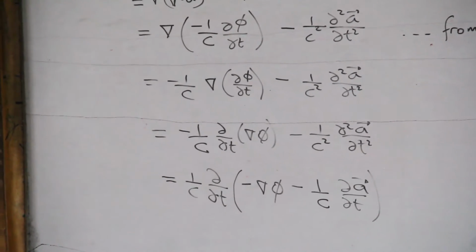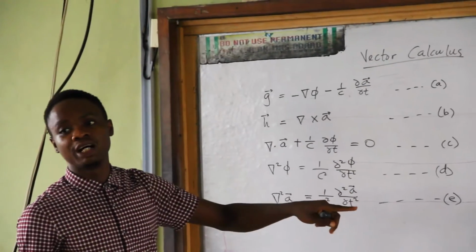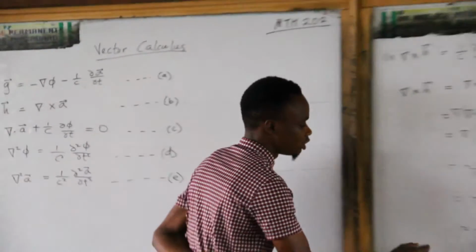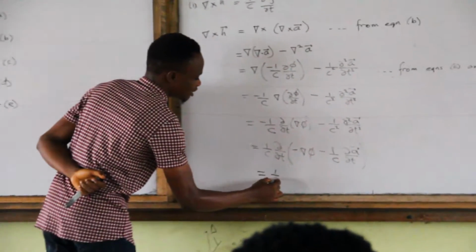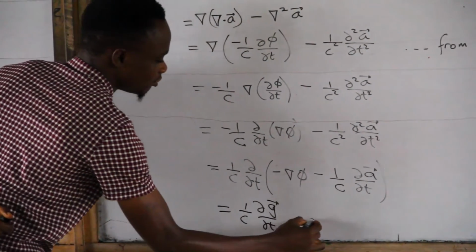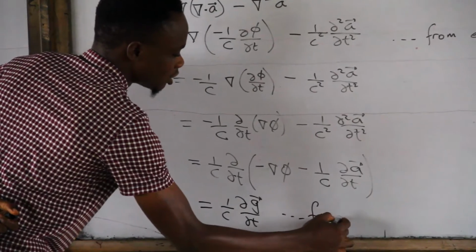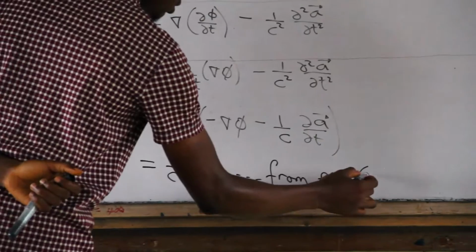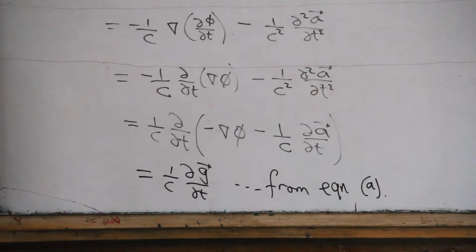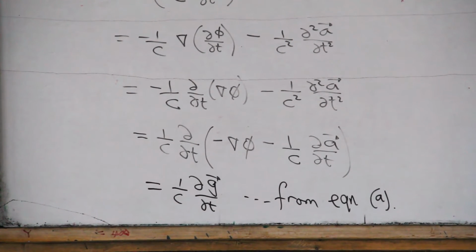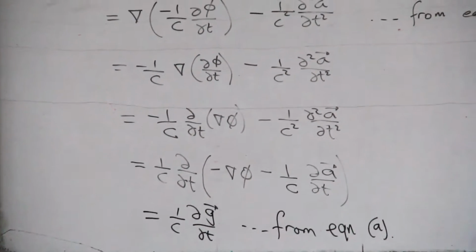This is the same thing as g from the first thing. Does it make sense? What I have in that bracket is the same thing as g. So I can put that here. So this is going to be equal to 1 over c del g del t. Does it make sense? So that satisfies that equation.